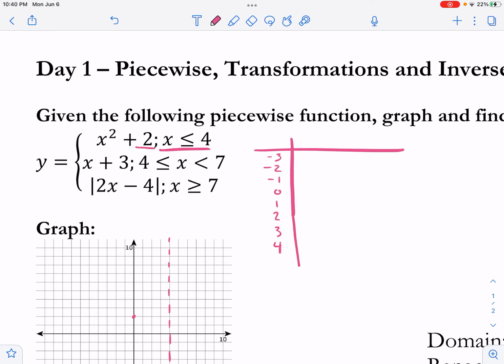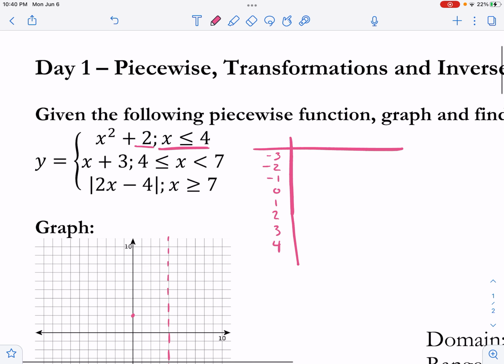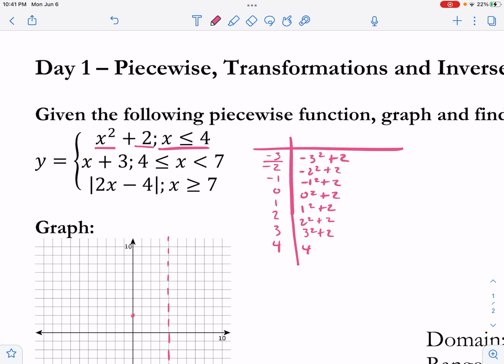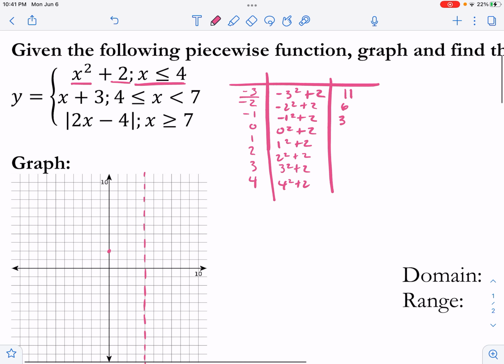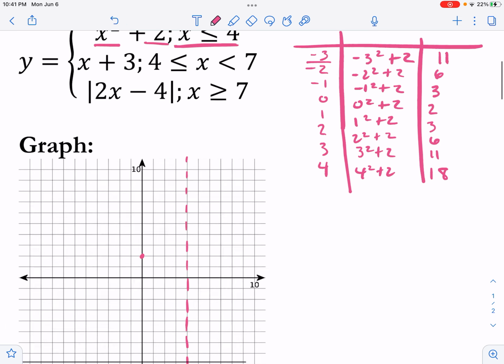And for our function, we just plug this number in for x. So it would be -3 squared plus 2, -2 squared plus 2, -1 squared plus 2, and so on and so forth. So then that would be 11, 6, 3, 2, 3, 6, 11, and 18. And now we can graph.